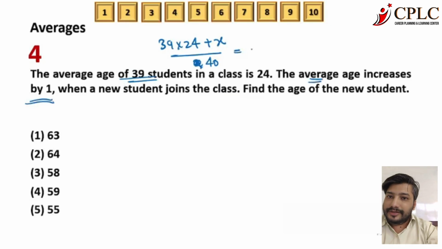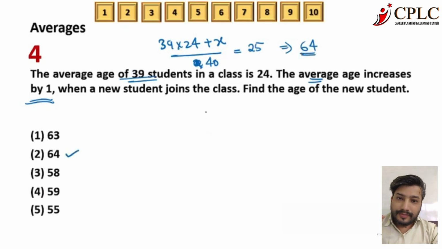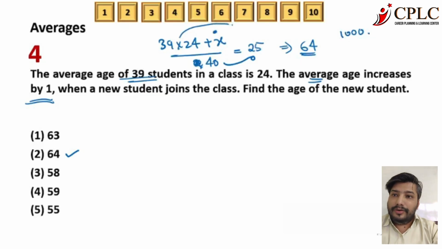Because of this new guy, the average increases by 1. That is also said basically. So the new average becomes 25. When you solve this entire thing, you will get the answer as 64, which is answer option 2. One more shortcut. Let's assume you are solving this. This gets multiplied. So 25 into 40 is 1000, and then this 1000 minus X is what we want to find out. So this number goes on this side and gets subtracted.